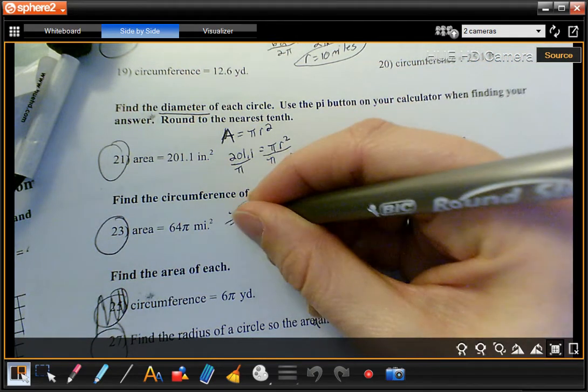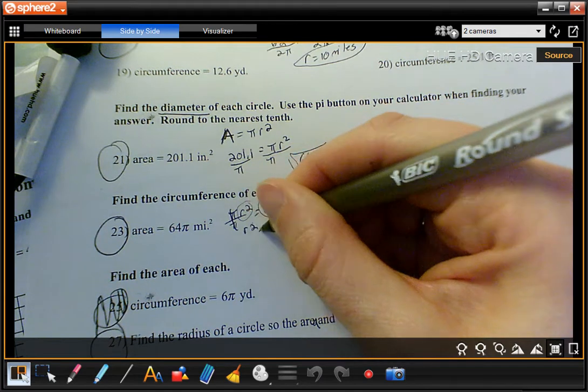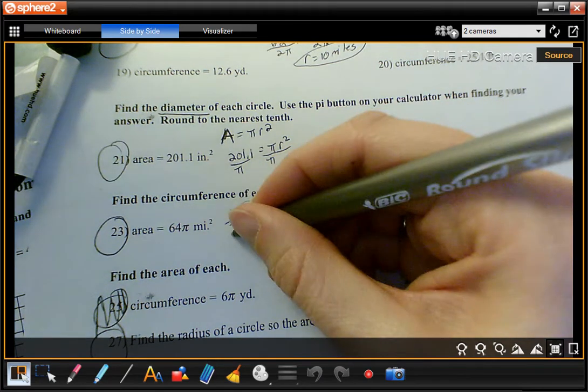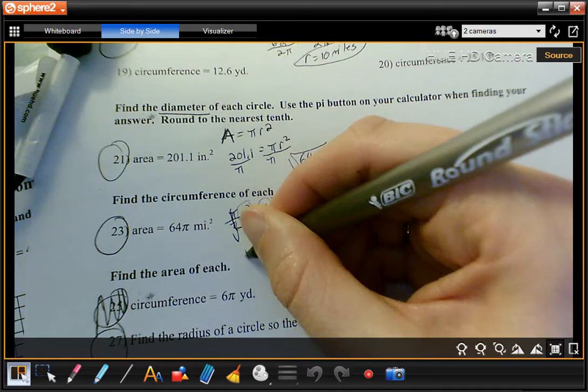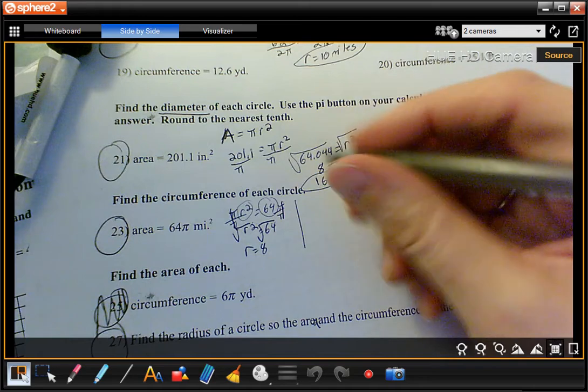We could do that by dividing both sides by pi. They would go away. R squared equals 64. Then we're going to square root both sides. And we get r equals 8. So that's my miles. I have 8 miles, but it asks me for my circumference. So now I have to remember what my circumference formula is.